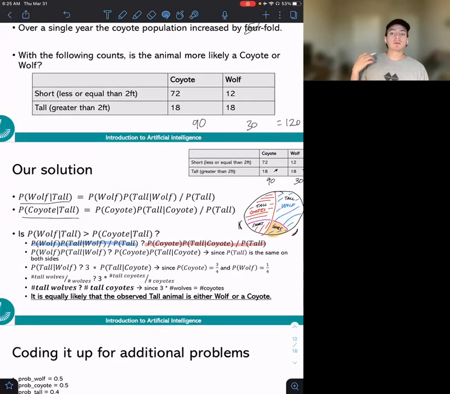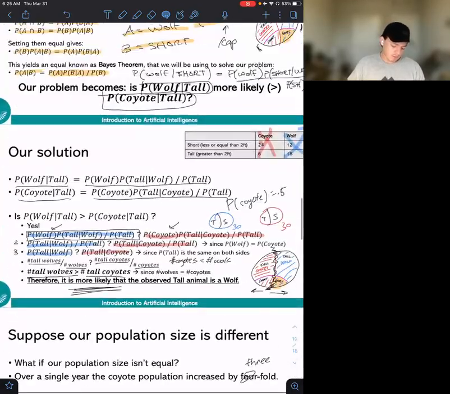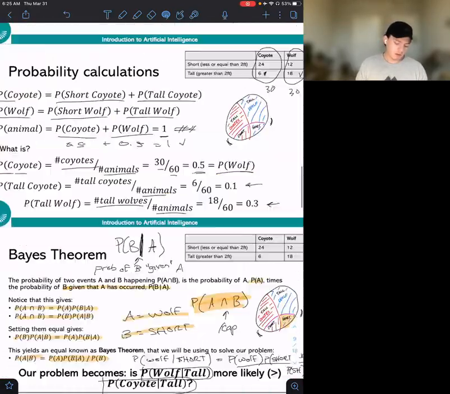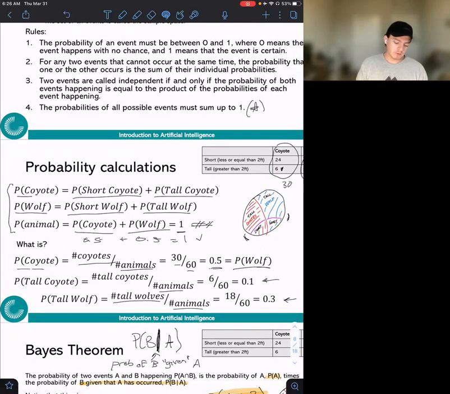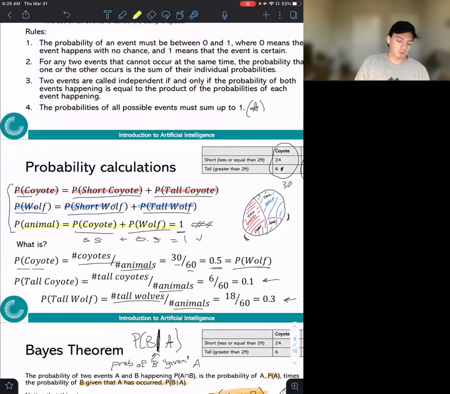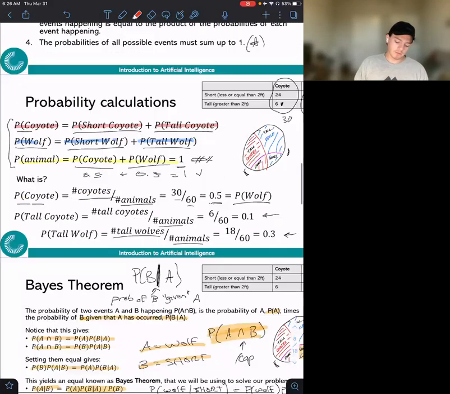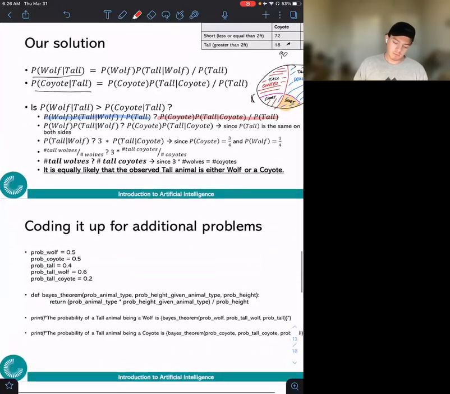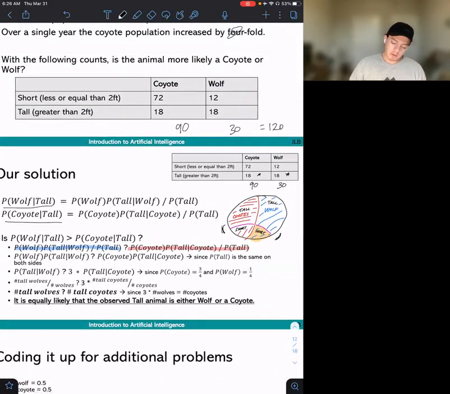And then we can directly do the calculations on the probability of wolf and probability of coyote, just like we did before up here, where the probability of coyote equals the probability of a short coyote plus the probability of a tall coyote in this overall state space. Similarly, the probability of wolf equals the short wolf plus tall wolf. And we have the overall animal summing to 1, just like rule 4 requires. And so let's go over here to our new problem and try to do those probability calculations.